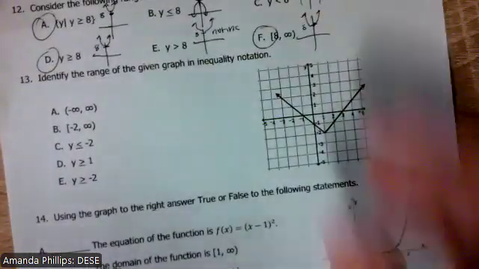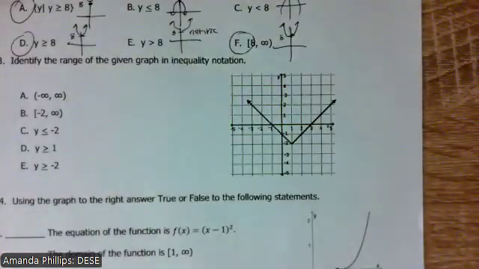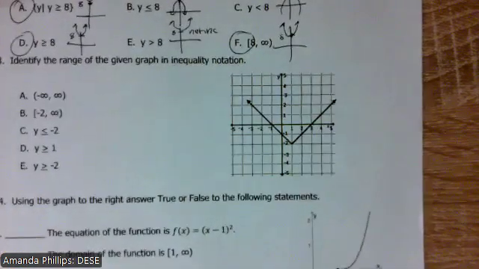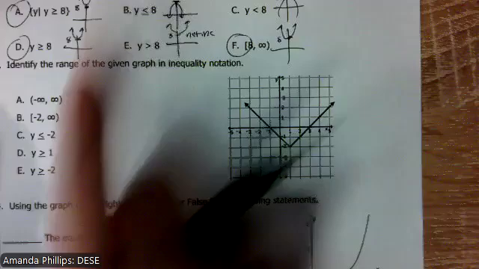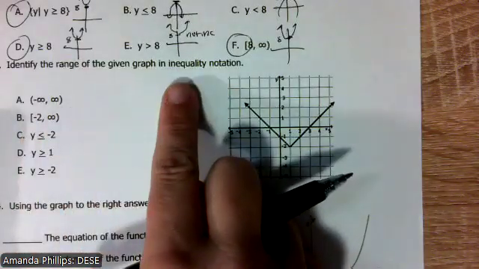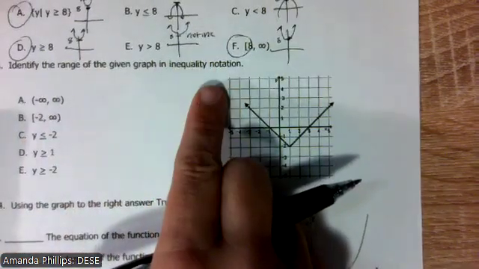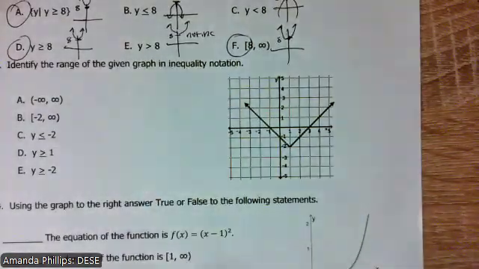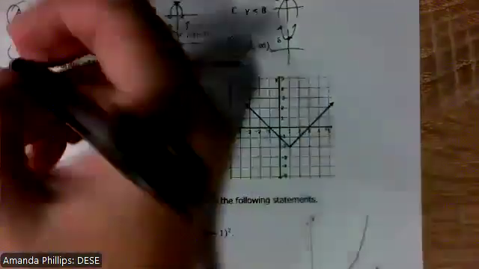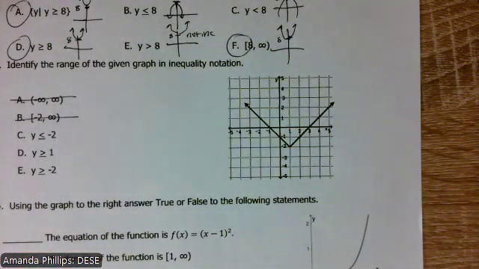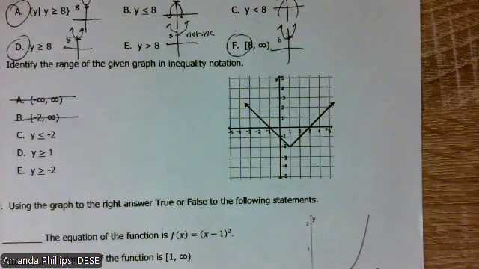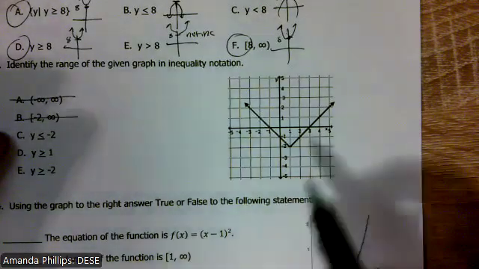All right, 13. Identify the range. Hey, have you noticed I haven't even used a calculator yet? Just because they say you can use a calculator on this part doesn't mean it's beneficial, okay? It says identify the range of the given graph in inequality notation. All right, so this is an easy one to start off with. I immediately know that A and B cannot even be answers because they're not in inequality notation. They're in interval notation.